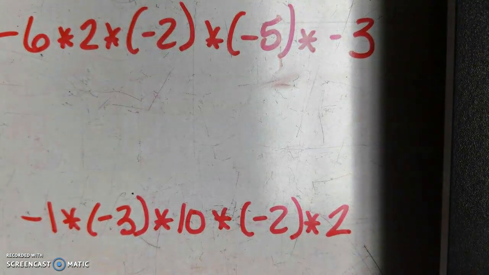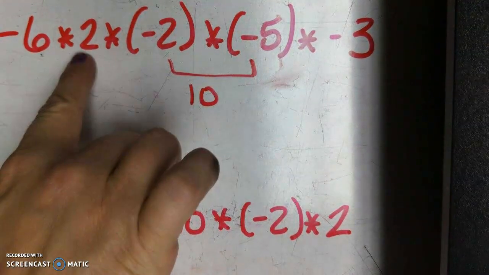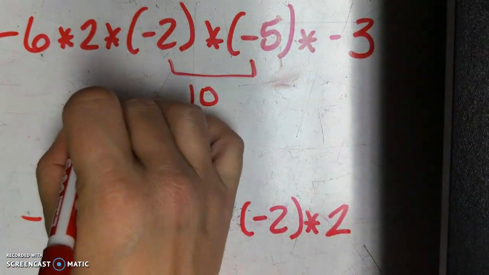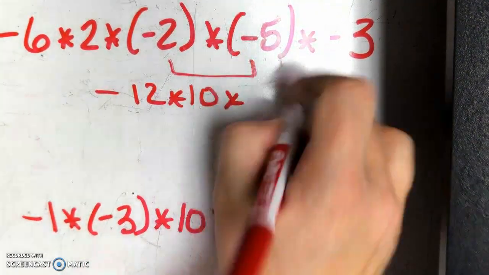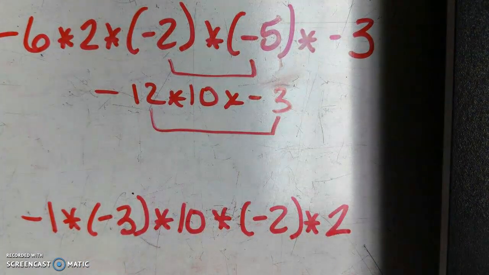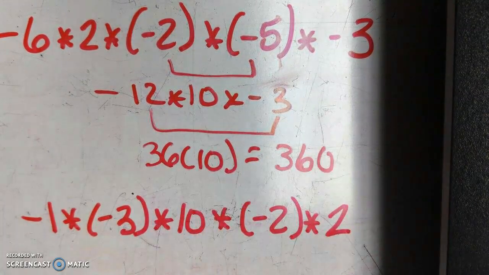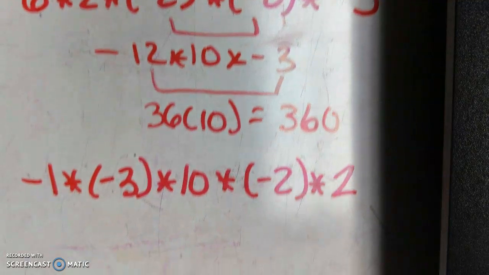So example number 1 on your paper looks like this. -6 times 2 times -2 times -5 times -3. Obviously we can solve this left to right and just go across, or we can look at some combinations that might make our life easier. So right here I can see that multiplying these two numbers together would give me a 10. These two I'm just going to go ahead and leave as -12. And then I still have my -3. So anything times 10 is obviously easy, so I'm going to go ahead and multiply those two numbers to give me 36 times 10, which would equal 360. So trying to find combinations of numbers to make our life easier.